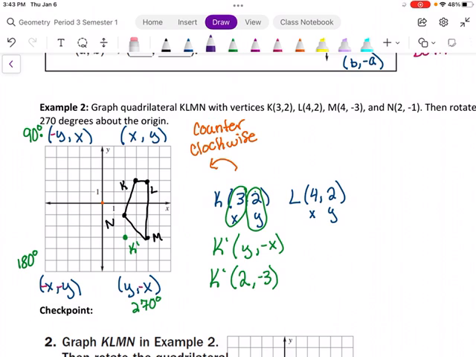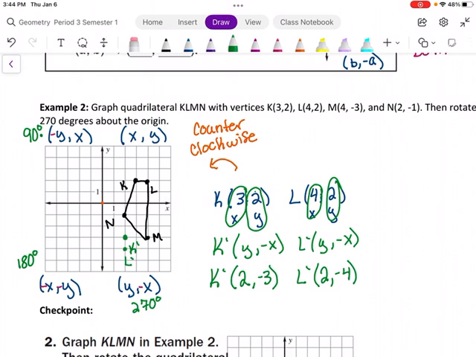L started in the same quadrant, so we're going to do the same thing. L prime is also going to be y, negative x. So our y value was 2, so our new coordinate point is going to be 2, negative 4. And if using the rules is too confusing, you can also use patty paper, like we went over in class. And if you weren't here for that, we can always go over it when you get back.